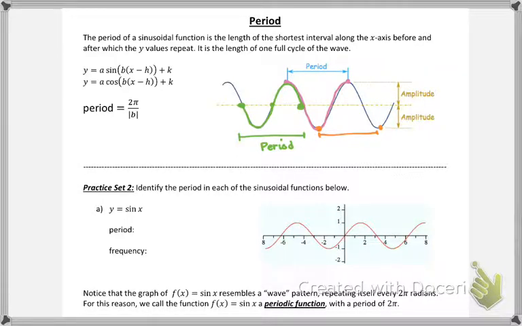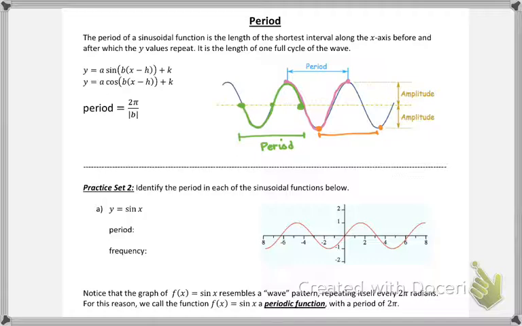So the period can be calculated using the equation 2 pi divided by the absolute value of b. We keep the absolute value there just because we know that if b is negative, it just means a reflection. So it's basically just 2 pi divided by b that would give us the period. Let's look at an example. We want to identify the period in each of the sinusoidal functions below.